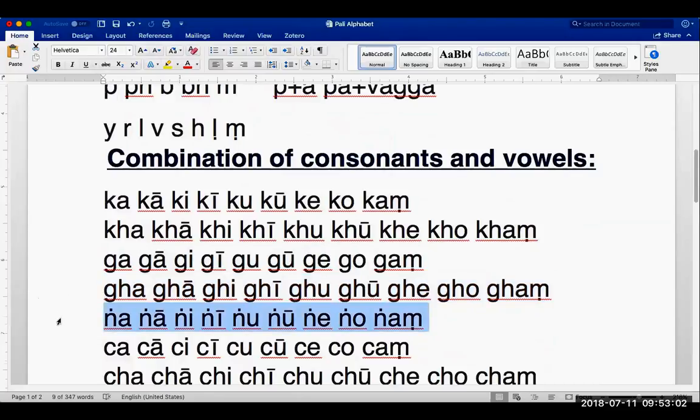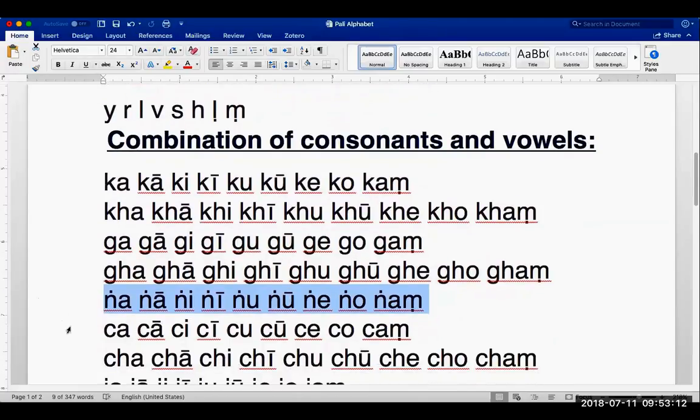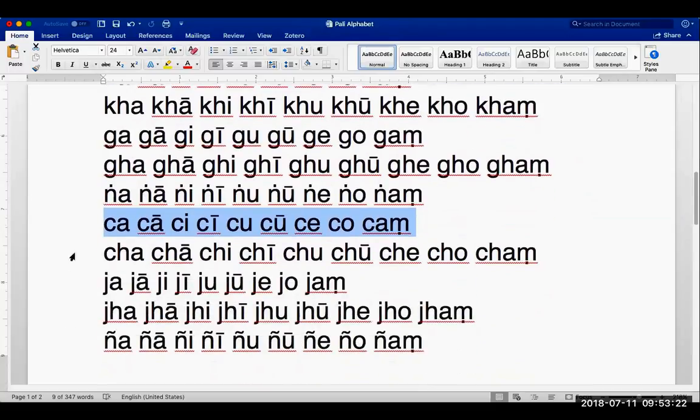Nga, nga, ngi, ngi, ngu, ngu, nge, ngo, ngang. And then we have cha, cha, chi, chi, chu, chu, che, cho, chang.